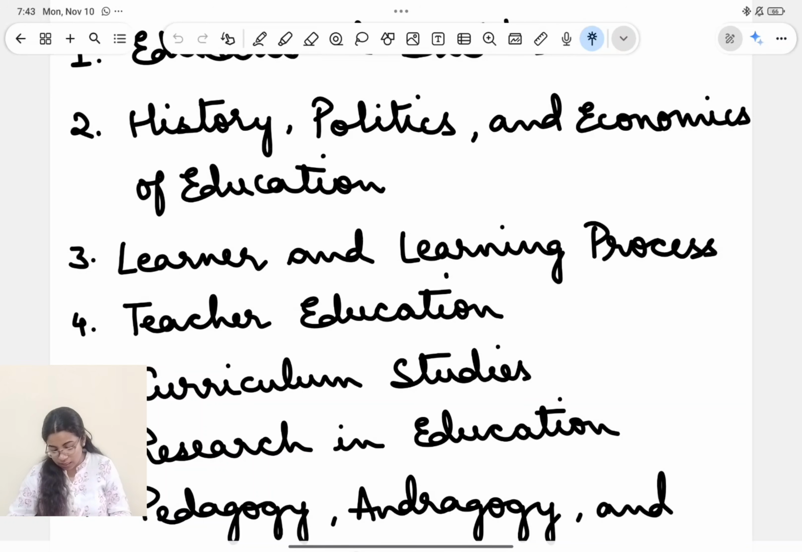Next one is unit 6, research in education. Here you will be asked about the meaning, types and scientific methods in research. What are variables? What are hypotheses? What are the different sampling methods? What are the different tools used? What is quantitative data? What is qualitative data? Hypothesis testing, parametric and non-parametric designs. Then also we are asked about the research designs that we use in our research.